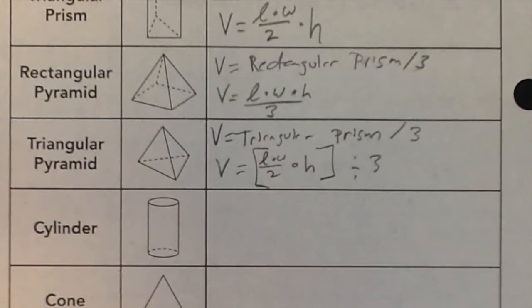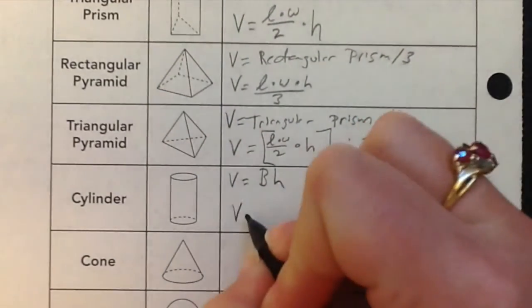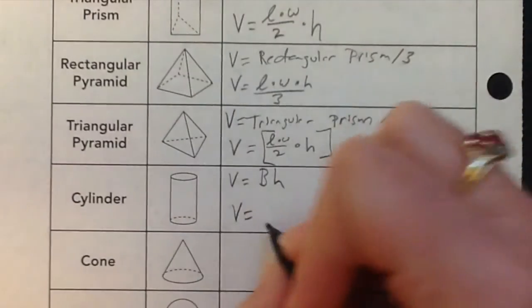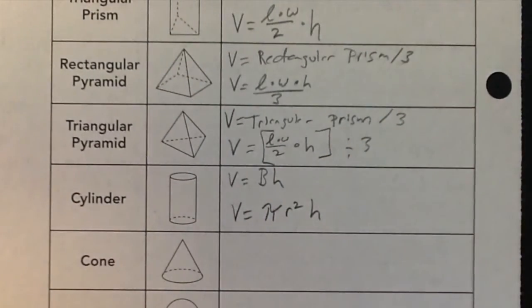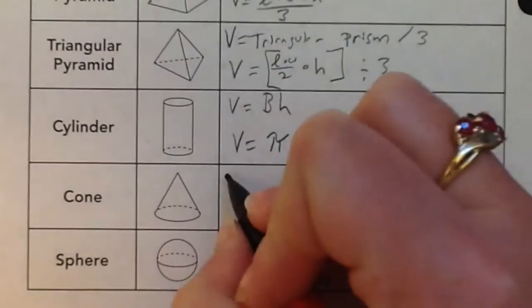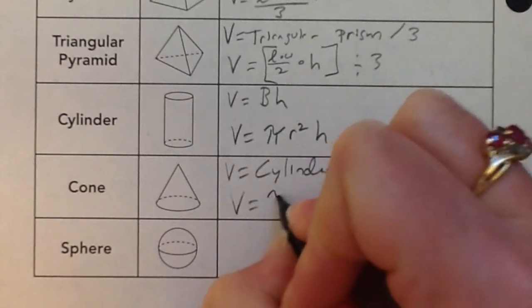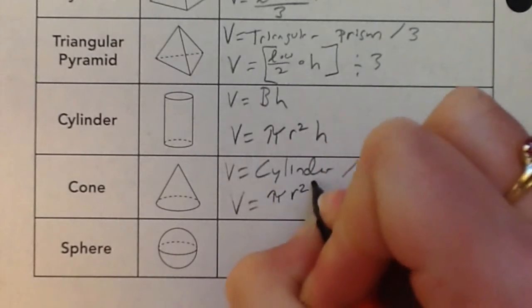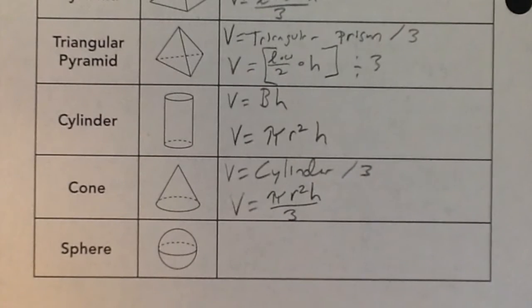And then here are the familiar ones, the ones we've been working on. For the cylinder, it's still base times height, but the base is a circle, in which case that's pi radius squared times the height. Cone is 1/3 of that, so that would be pi radius squared height divided by 3, and a sphere is 2/3 of a cylinder.